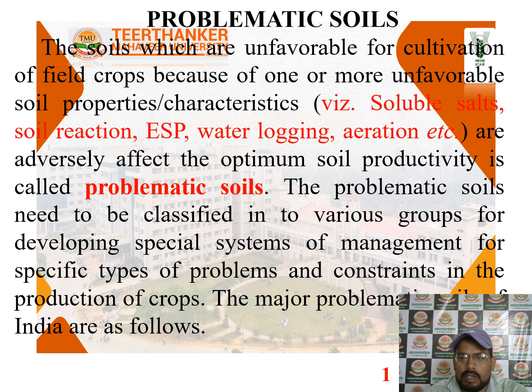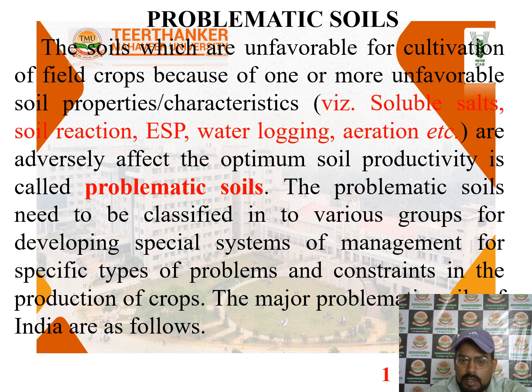Plants suffer in growth from the unfavorable conditions, and soil properties and characteristics are affected, like an increase in soluble salts and salt reactions, the exchangeable sodium percentage (ESP) differences, water logging, and nutrient deficit or excess in the soil. These are the parameters that adversely affect soil productivity, and these are called the problems of the soil.